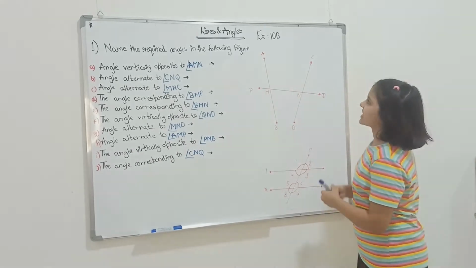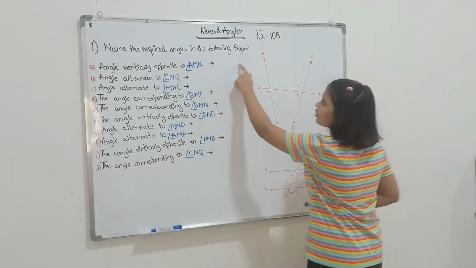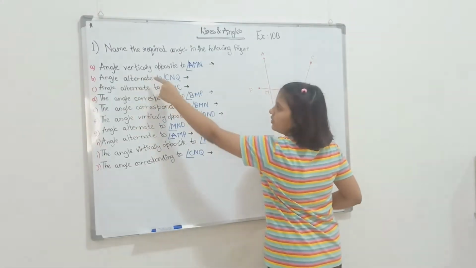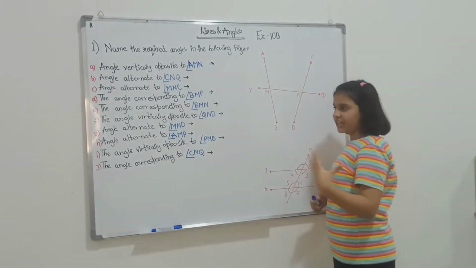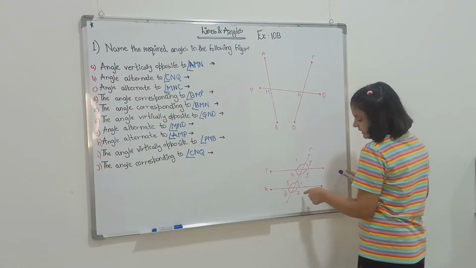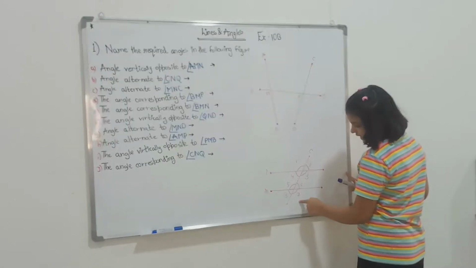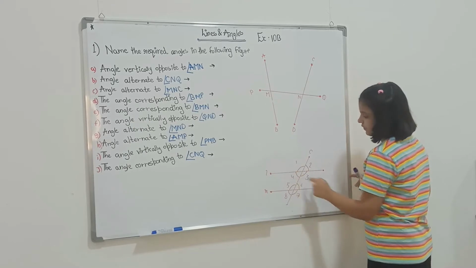So now we do exercise 10B. The first question is, name the required angles in the following figure. So here the first part A is the angle vertically opposite to AMN. So we have to find the vertically opposite of this angle. Like here, the vertically opposite of angle 8 is angle 6, angle 7 and angle 5, angle 4 and angle 2, angle 3 and angle 1.